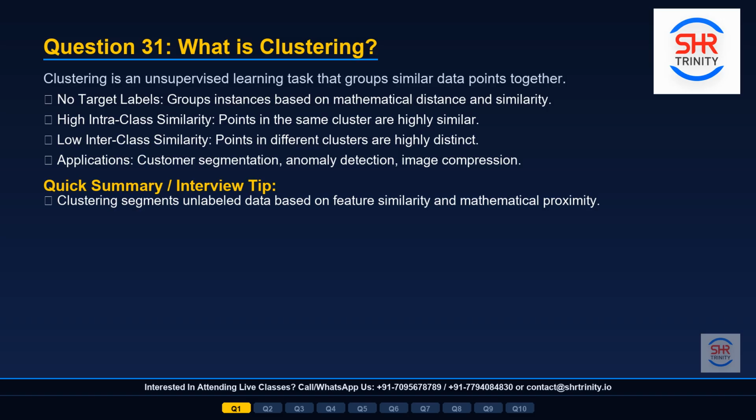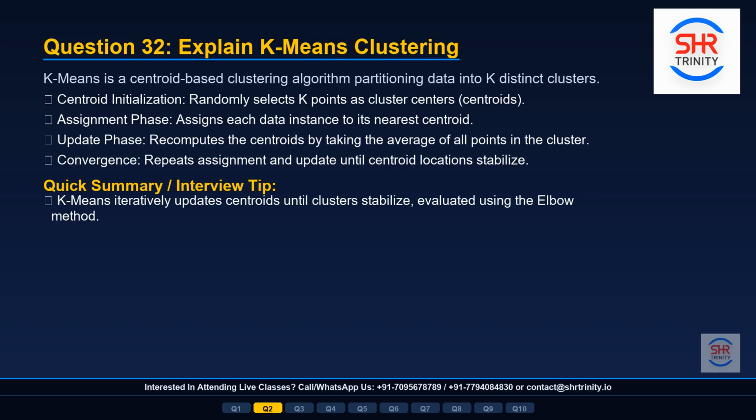Question 32. Explain k-means clustering. K-means is a highly popular centroid-based, iterative clustering algorithm. The user must predefine the number of clusters, k. The algorithm operates in 4 sequential steps. First, initialization, where k points are randomly selected in the feature space as the initial cluster centers, or centroids.